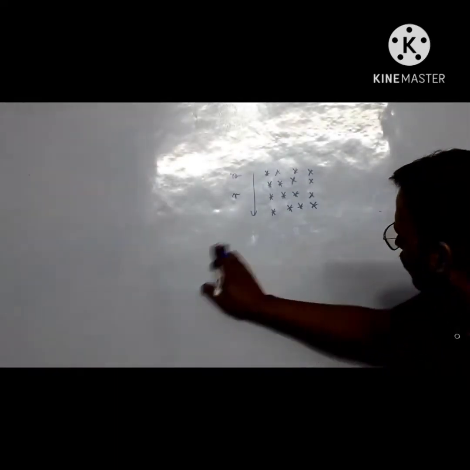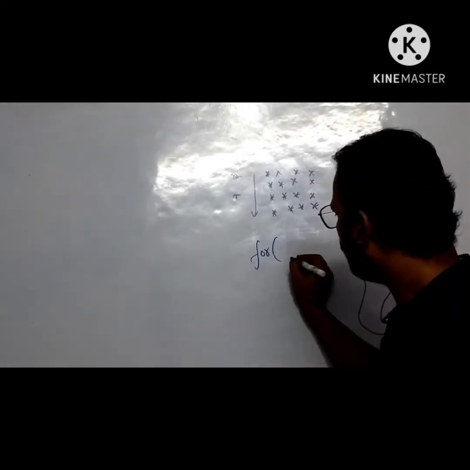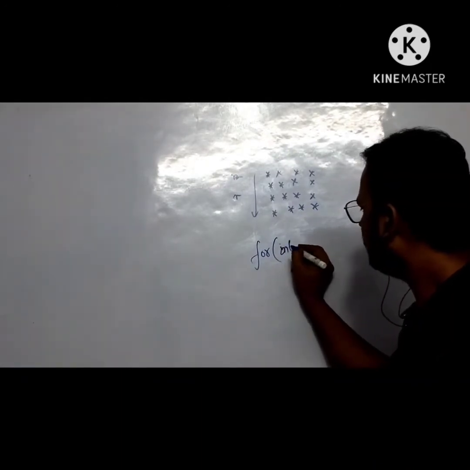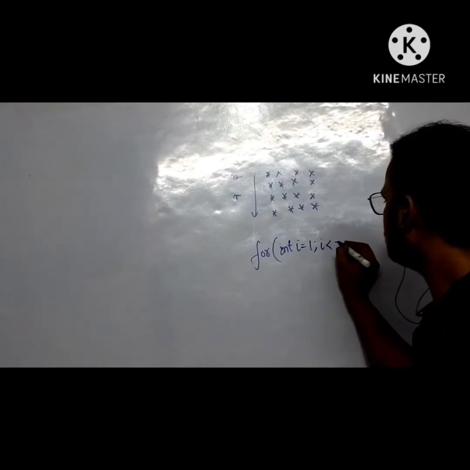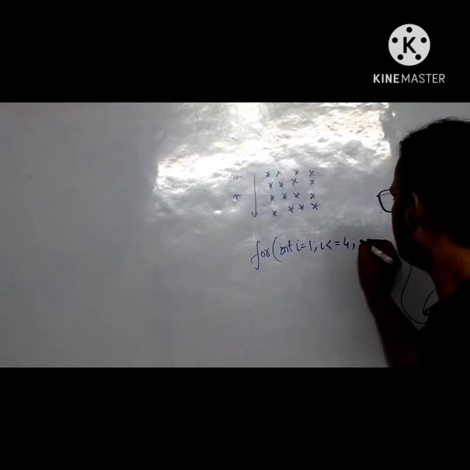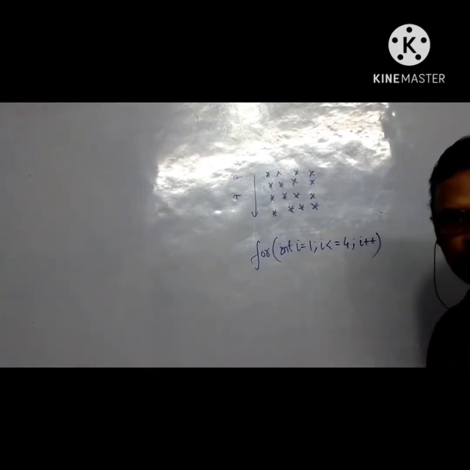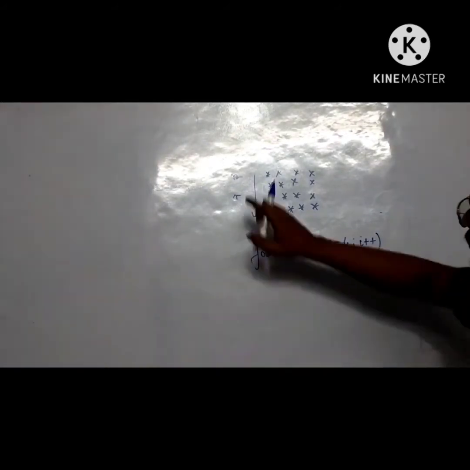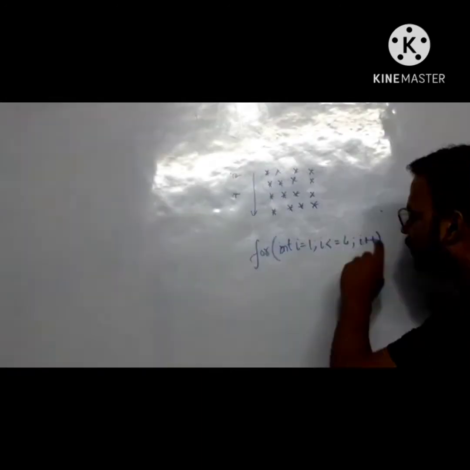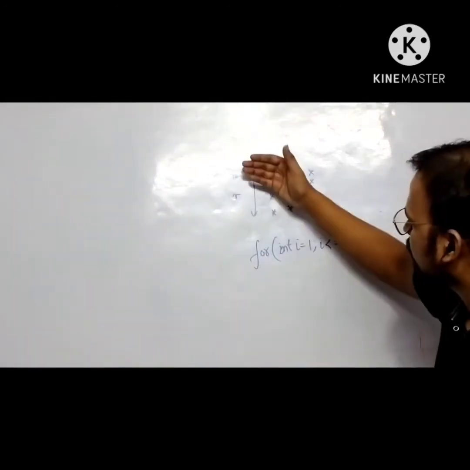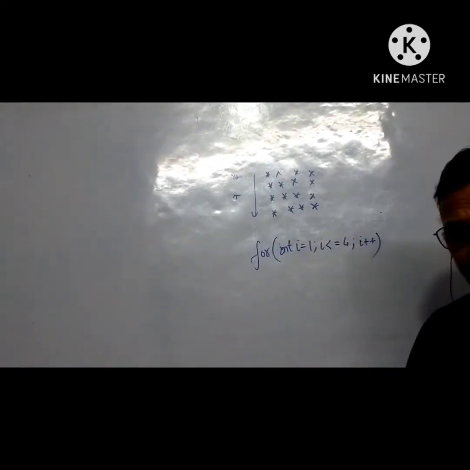So what we are going to do is make a loop of rows. int i = 1; i <= 4; i++. I hope it is clear. What is this? This is for the number of rows. Rows start from 1 and should end at 4. And every time, first row, second row, third row, fourth row, so we have to increment by 1.